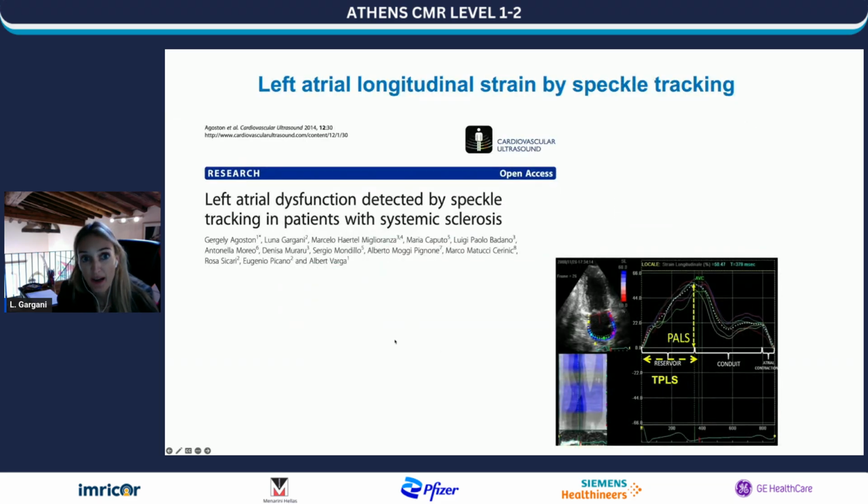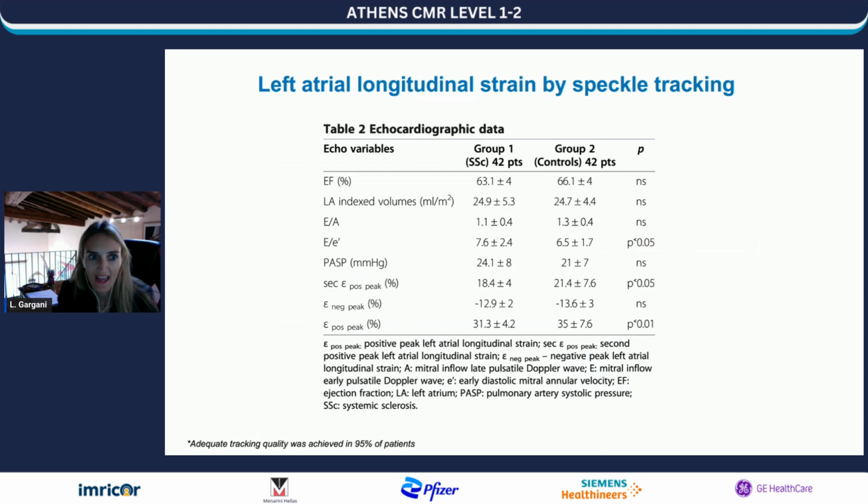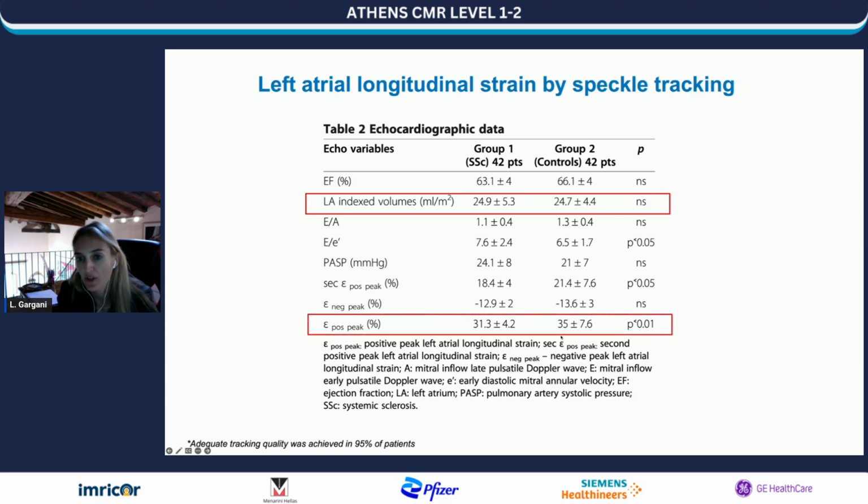And you can apply speckle tracking also to the left atrium. And again, you may have the same left atrium indexed volumes between controls and systemic sclerosis, but you already have a difference in the strain of the left atrium in patients without known cardiac involvement.